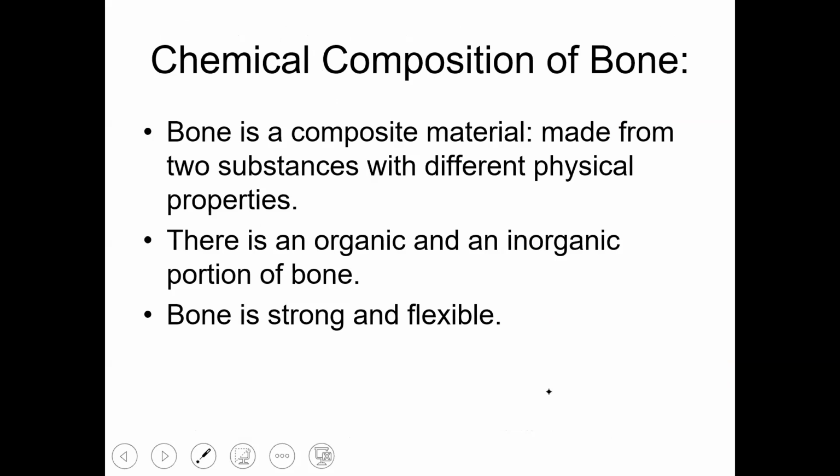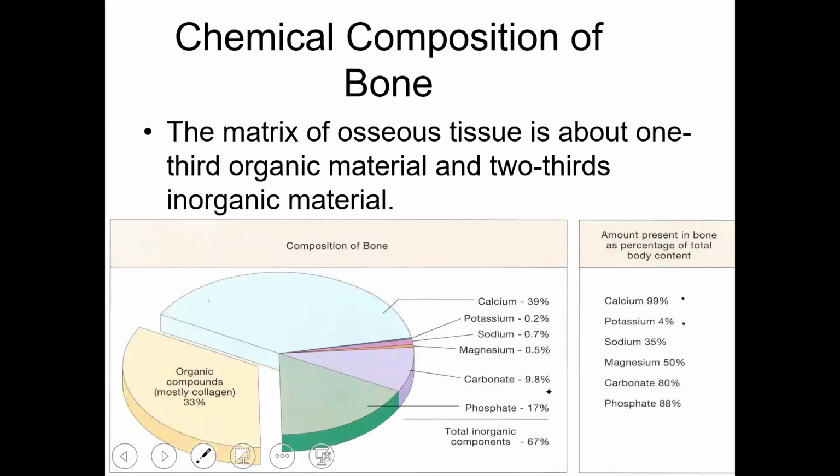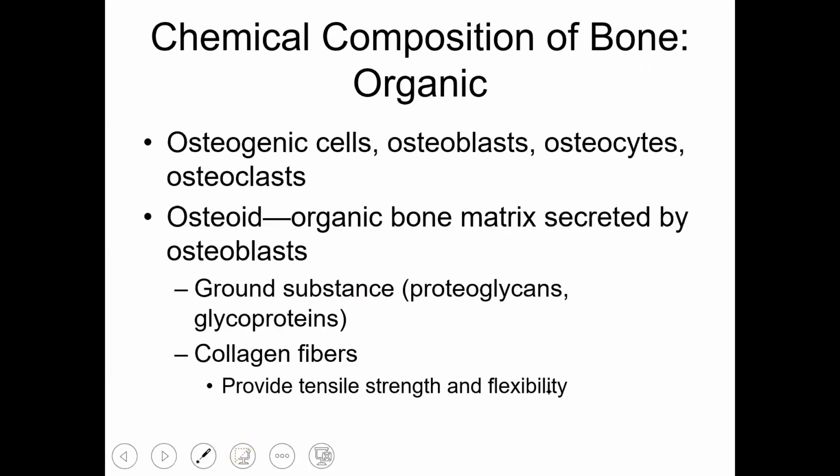Bone is interesting because it's a composite. It's made up of different substances with different physical properties. We have an organic part of bone and an inorganic part of bone, so that it's really strong, but it's also flexible. It's strong without being brittle. Here's the makeup of what the tissue is made out of. The organic part of bone is, of course, the cells, and then what we call the osteoid. This is the organic bone matrix. The osteoid is mostly collagen. Now, collagen is flexible.